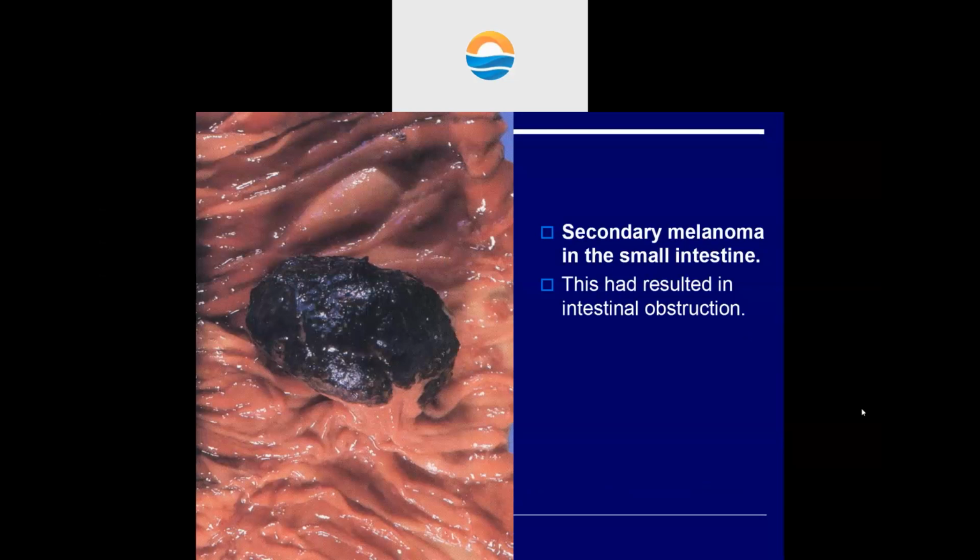Here you see the secondary melanoma in the small intestine. This had resulted in intestinal obstruction. But look, you see the mucosa, the folds of the intestinal mucosa. And here you see the nodule with a dark color of the surface due to pigment accumulation. And you know that the name of such pigment is melanin.